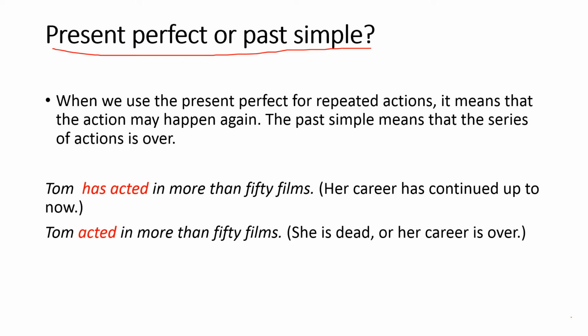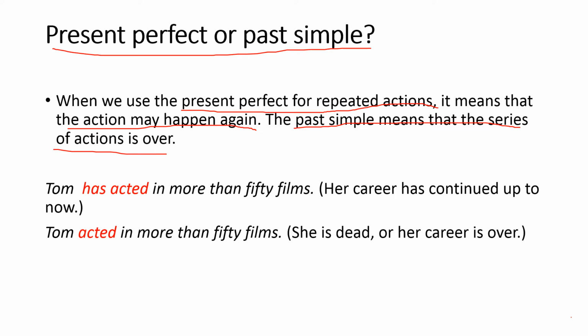Also, when we talk about the present perfect and the past simple, we have to remember that we use the present perfect for repeated actions. It means that the action may happen again in the future. And the past simple means that the series of this action is over. It will not happen again.